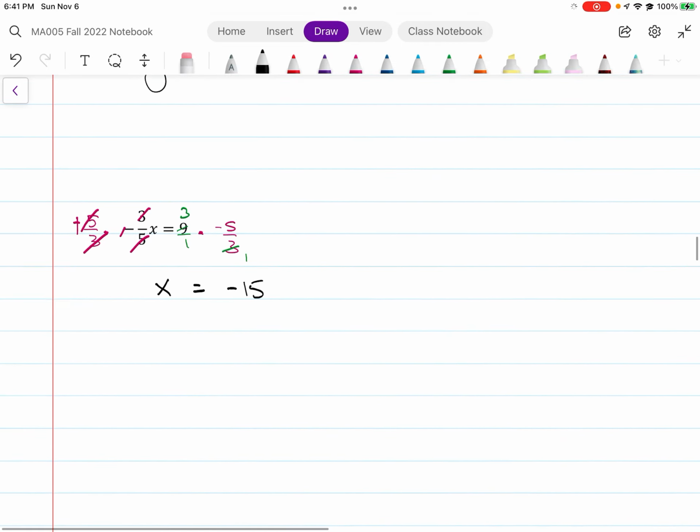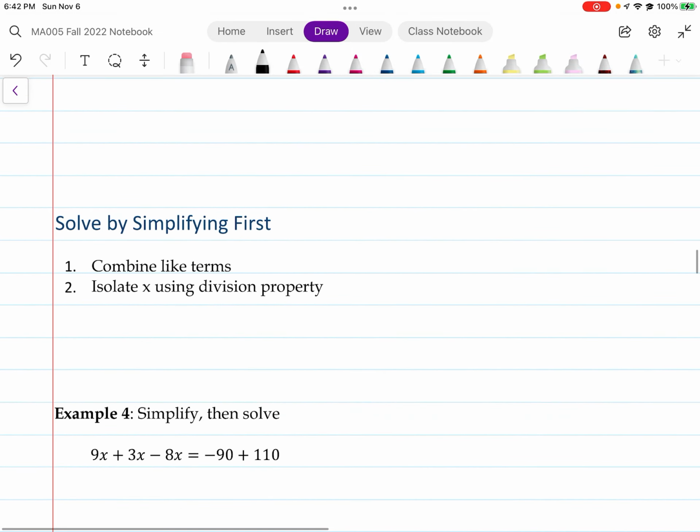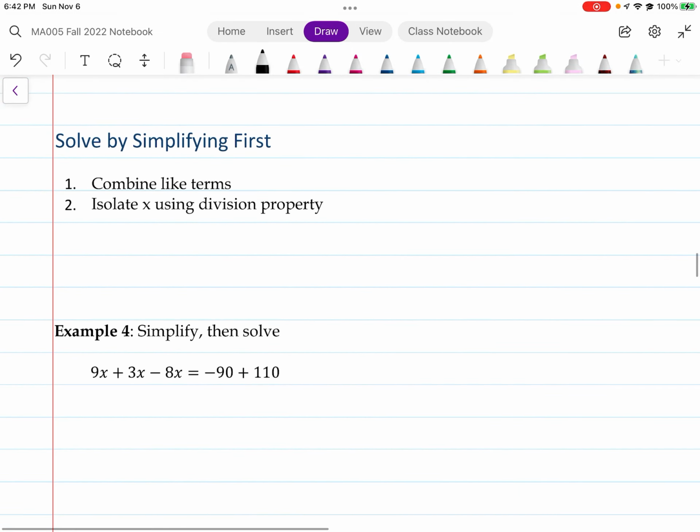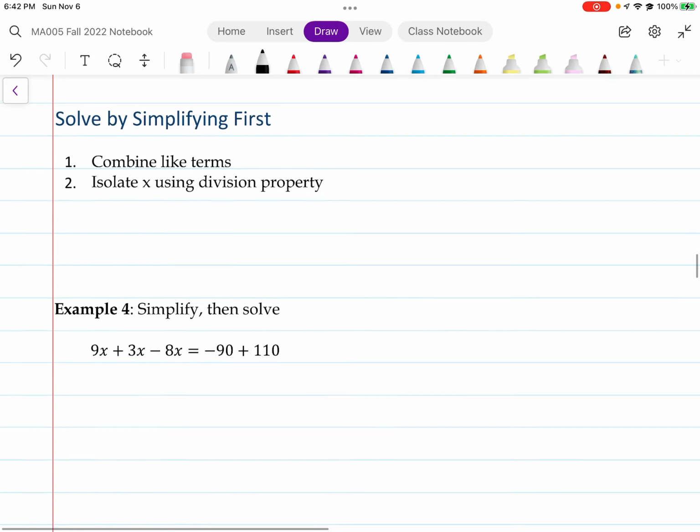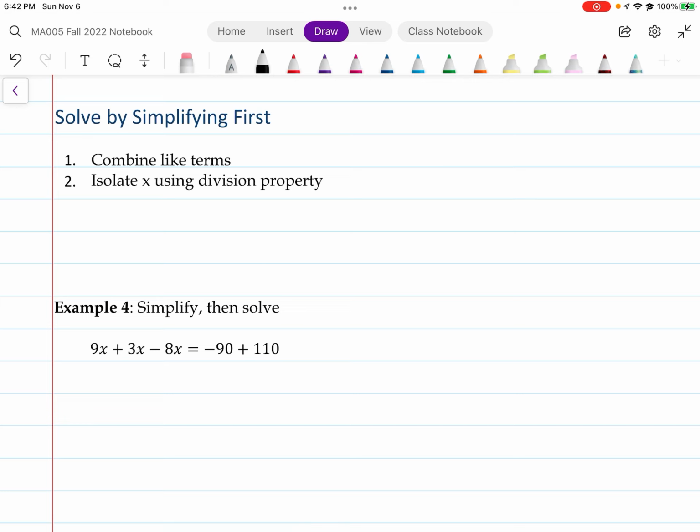Okay, so continuing on. Solve by simplifying first. So combine like terms and then isolate x using the division property. All right, so we're going to simplify by combining like terms. So all of these are the same. Those are all x terms, and these are all constant terms. So everything's together on the right side.